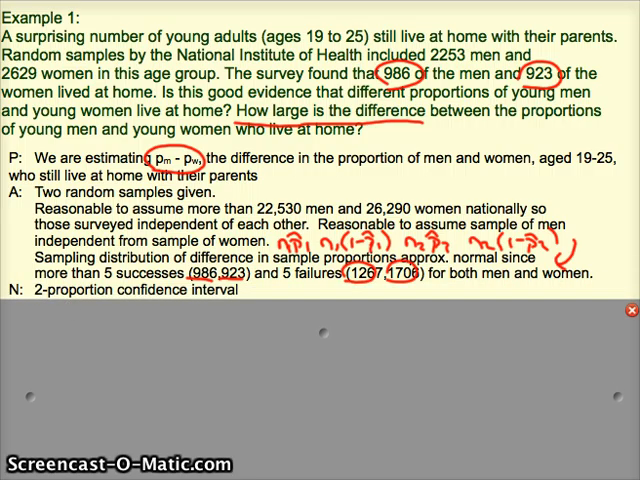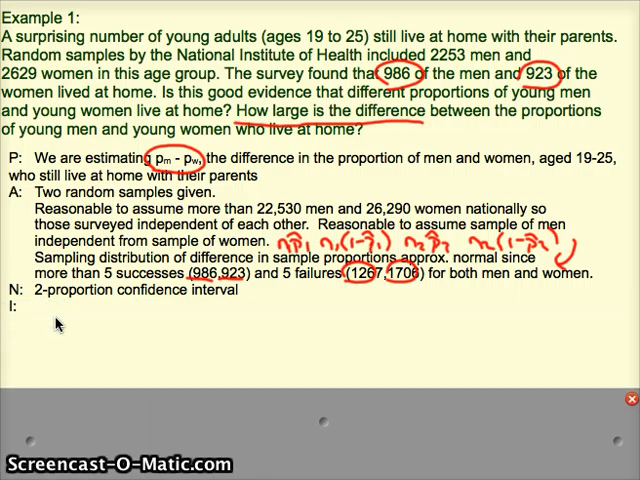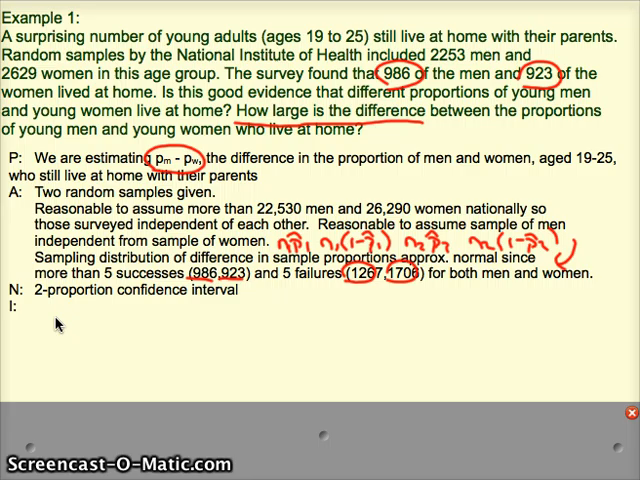This is a 2-proportion confidence interval, 2 not 1. We're dealing with 2 proportions. All right, and I then is the actual calculation of the interval. So you're always going to have to show your work for this. And we need a few things.